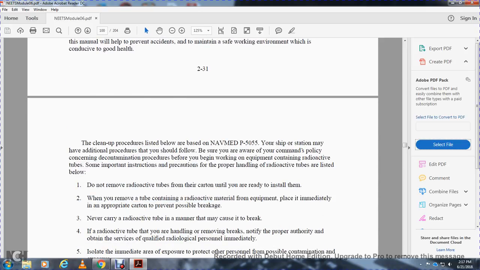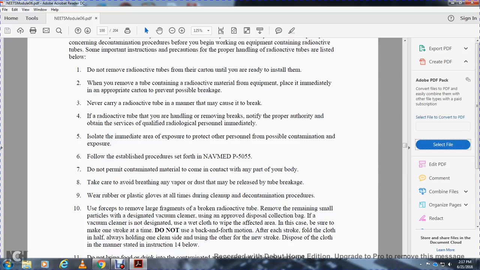The cleanup procedures listed below are based on the Navy Med P5055. Your ship or station may have additional procedures to follow. Be sure you're aware of the command policy concerning decontamination procedures before you begin working on equipment containing radioactive tubes. Some of the important instructions and precautions for handling radioactive tubes are listed below.